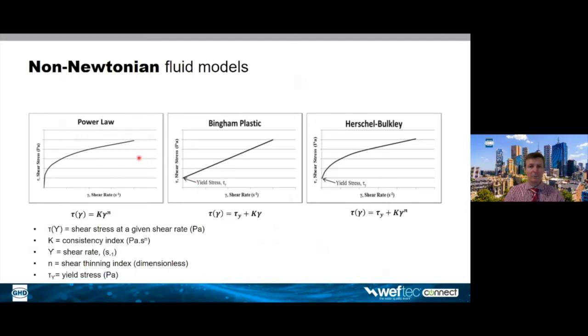There's a number of models available as shown here on this slide. Typically we've found that the Herschel-Bulkley model is often the most appropriate for sewage sludges. It combines the yield stress of the Bingham plastic model with the varying viscosity at lower shear rates that is provided in the power law.